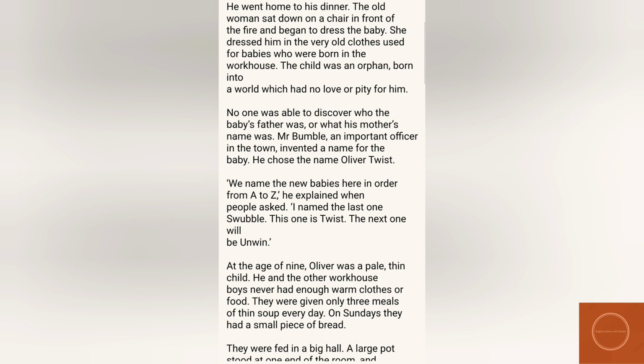He went home to his dinner. The old woman sat down on a chair in front of the fire and began to dress the baby. She dressed him in the very old clothes used for babies who were born in the workhouse. The child was an orphan born into a world which had no love or pity for him. Now this was the proper starting of the story.